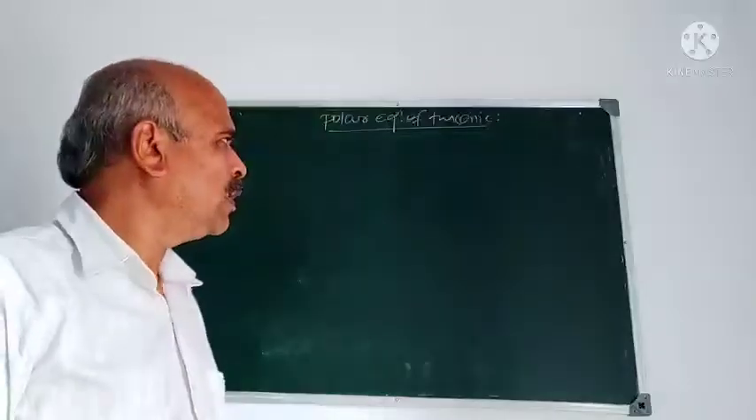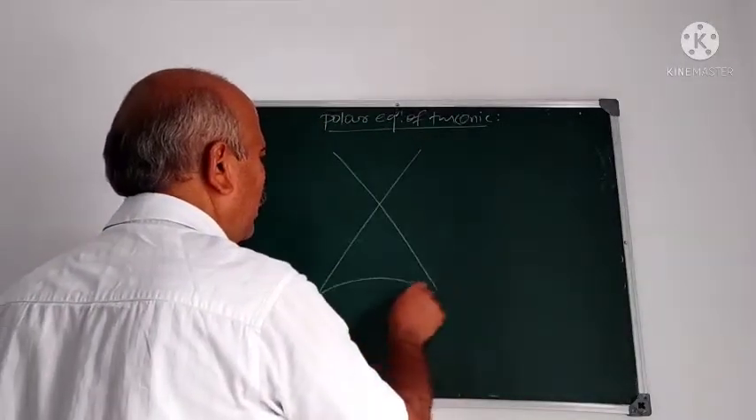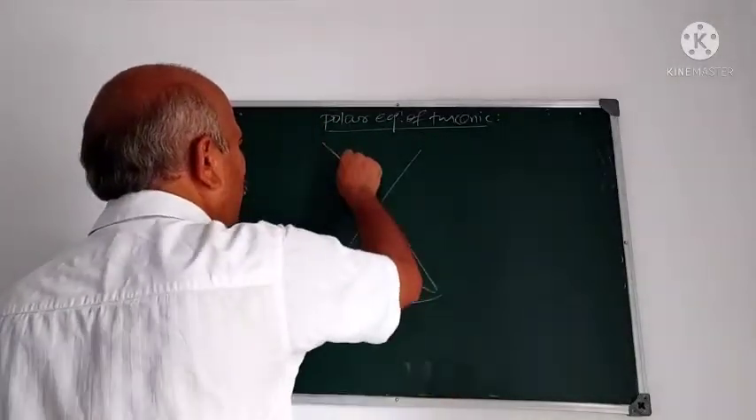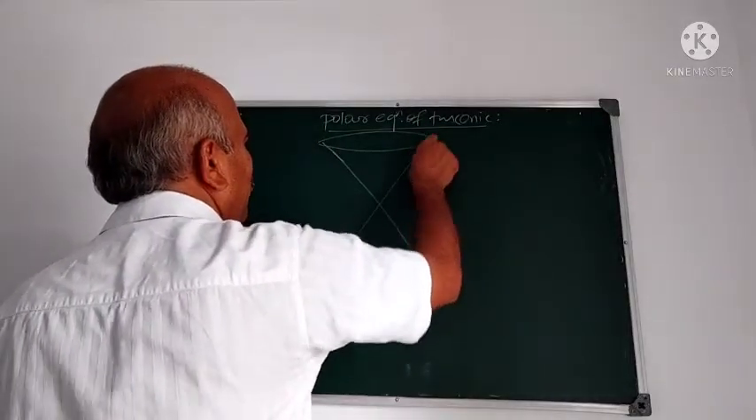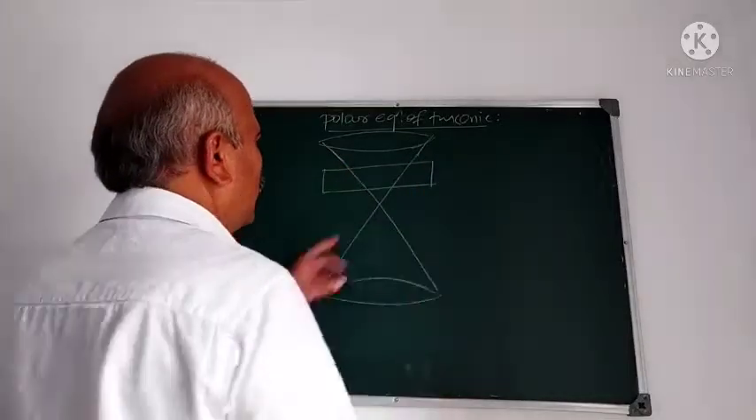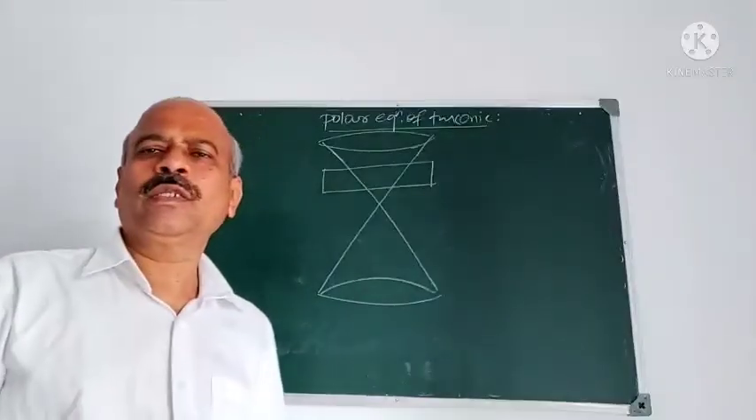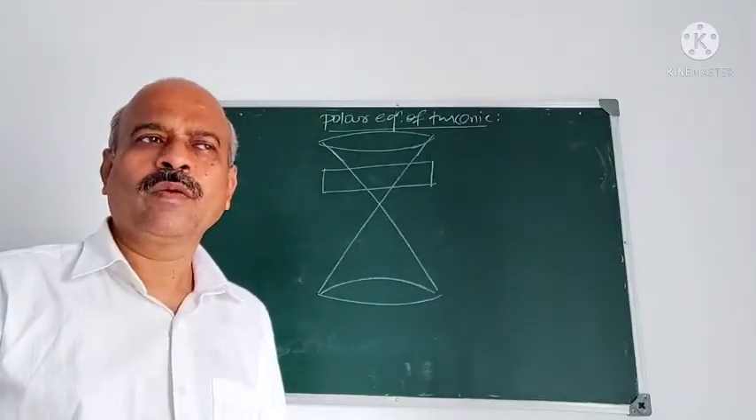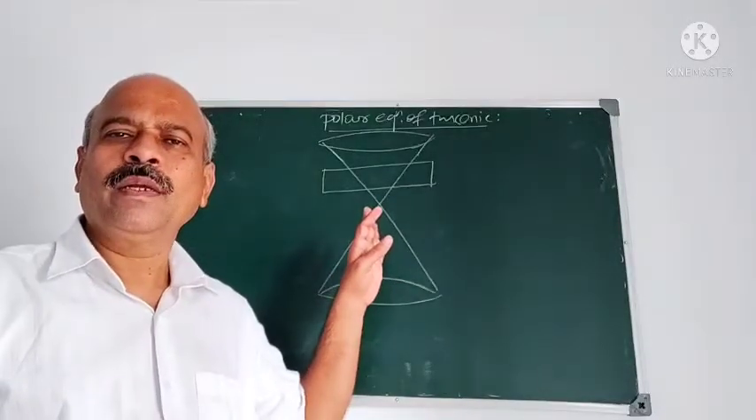What do you mean by conic? A hollow right circular cone. When a hollow right circular cone is cut by a plane, then the area common to the plane and this right circular cone is known as conic section. Conic section means section of a cone by a plane.